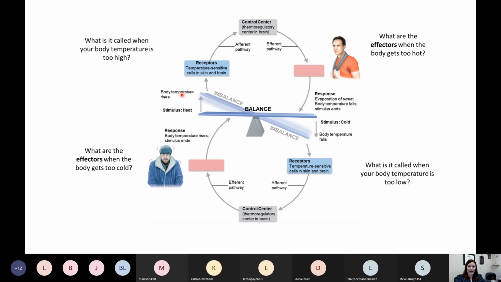Our body temperature is too high. Receptors detect that. They send information to the brain. The brain says, okay, we're too hot. I know how to fix this. We're going to talk to some effectors to help us fix this. The first effector we're going to talk to is the thing that we talked about in the skin that makes watery sweat. What was the name of the type of gland that made the watery sweat?